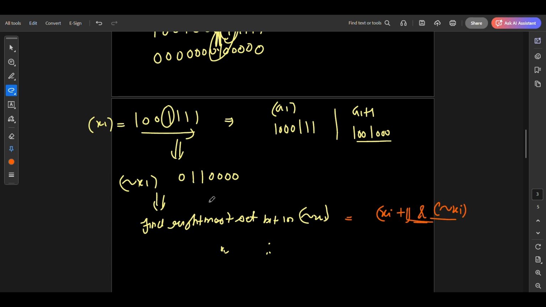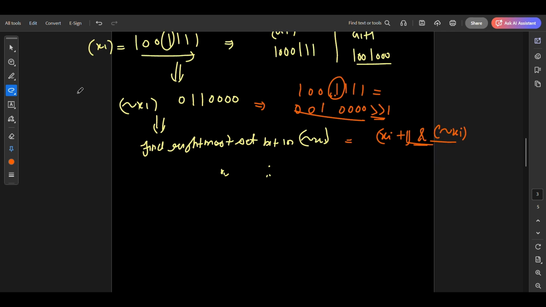So what we have found right now is, for 1 0 0 1 1 1, a number such that 0 0 1 0 0 0 0, okay? But what is the value that we need to invert this value? So what we will do is increase this set bit by one, so it will become 0 0 1 0 0 0.